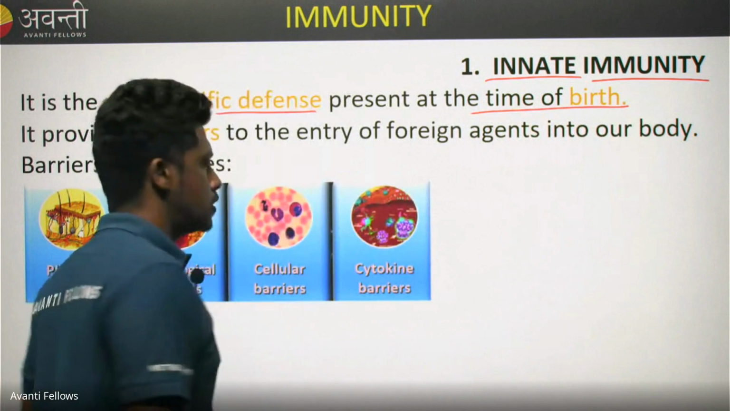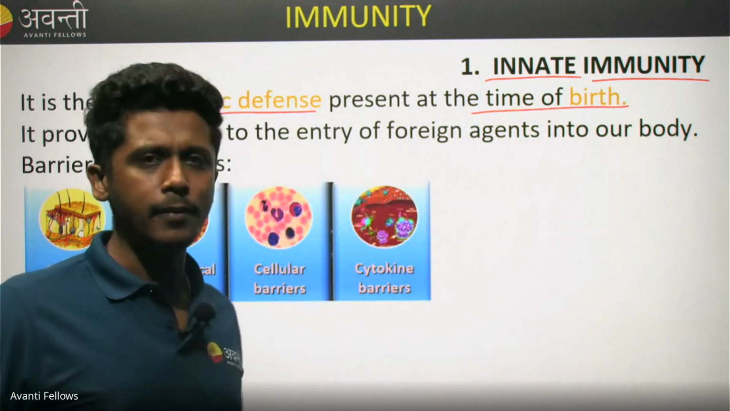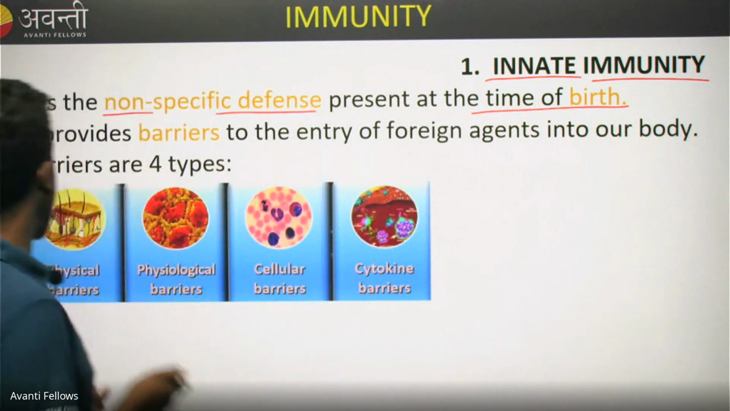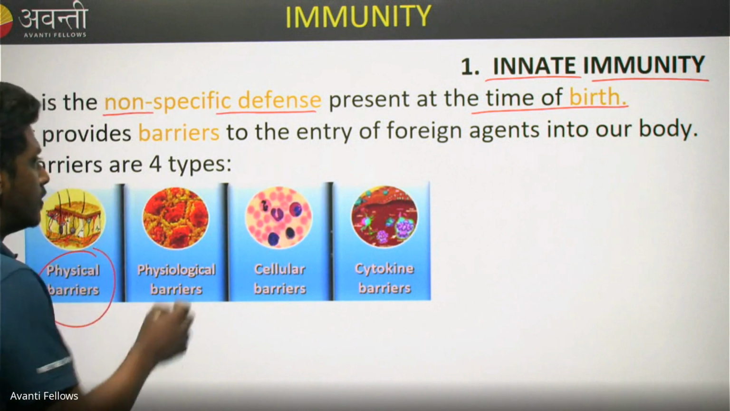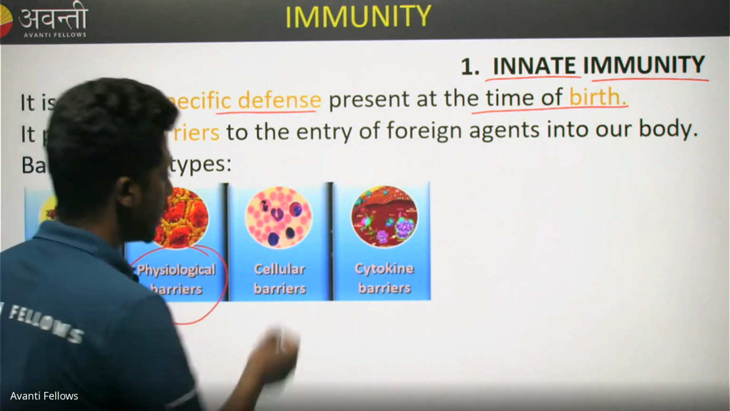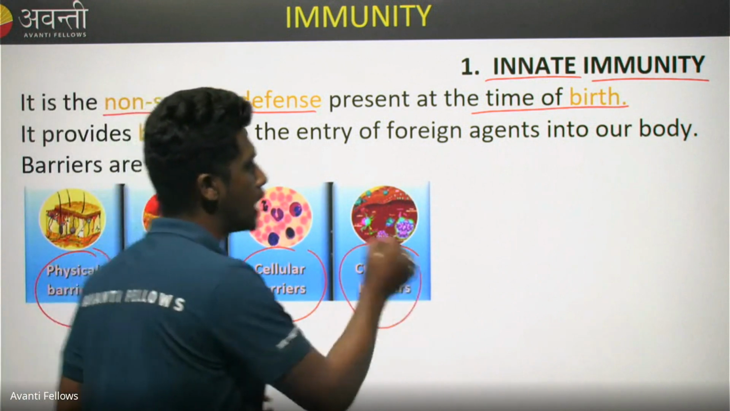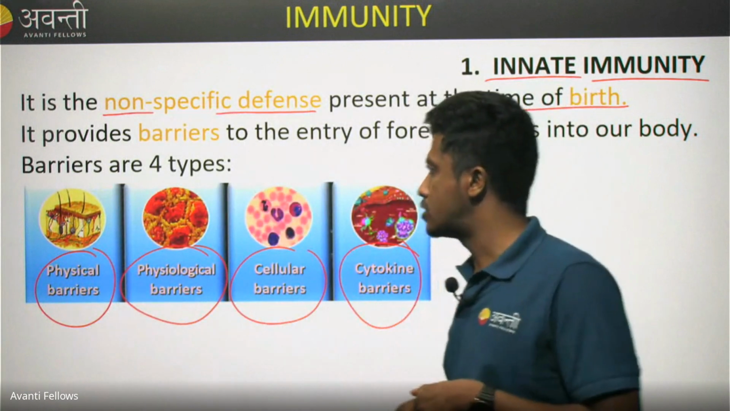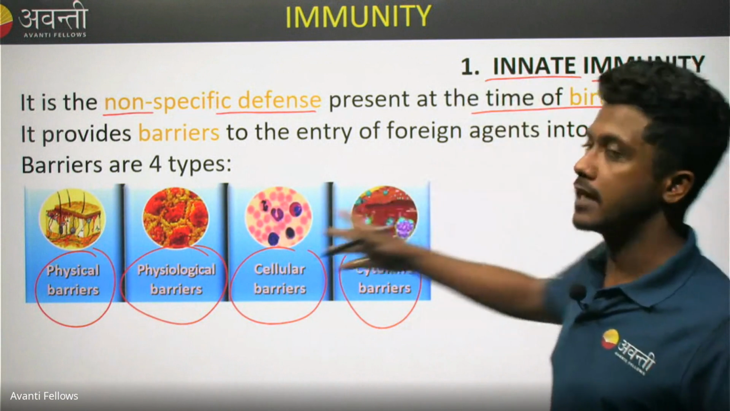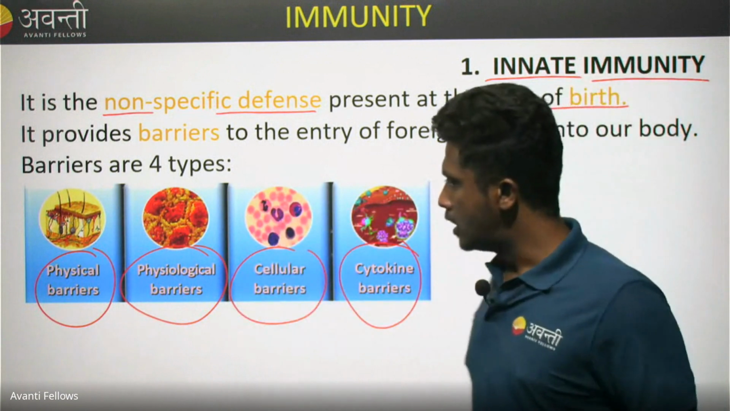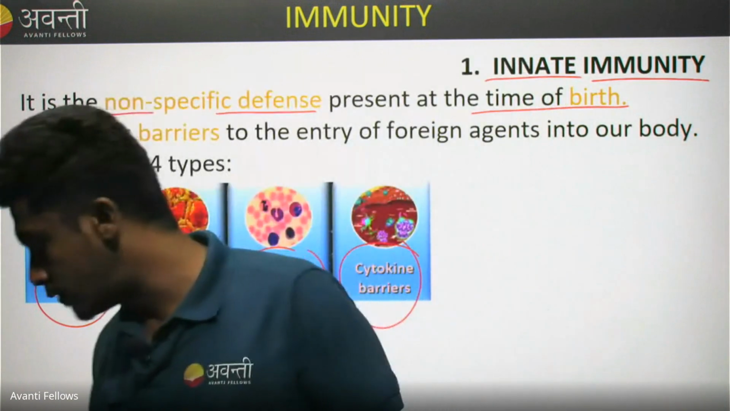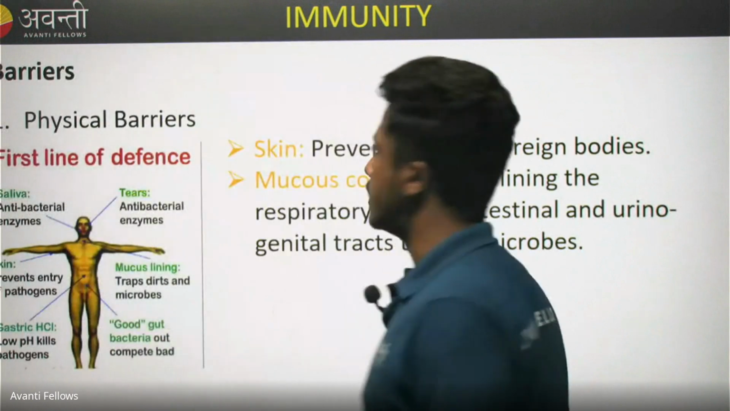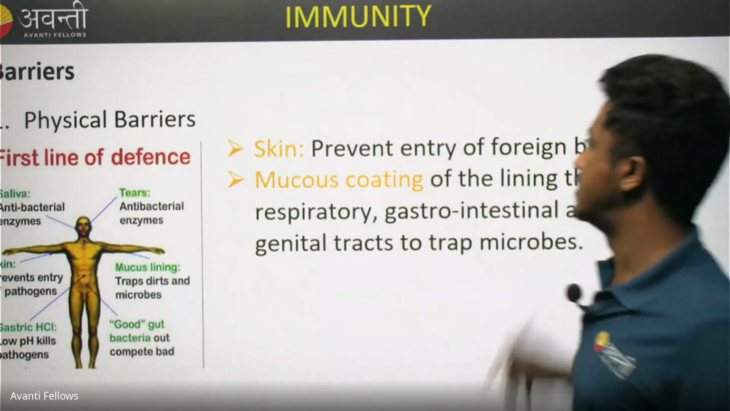Okay. So what are the types of innate immunity we can come across? Physical barriers, physiological barriers, cellular barriers, and cytokine barriers are the different types of barriers with respect to innate immunity we can come across in our body. So let us discuss each of these barriers, and then let's get familiar with these terms.